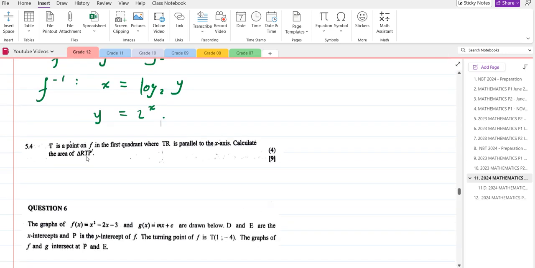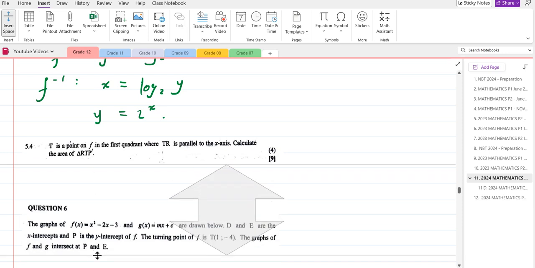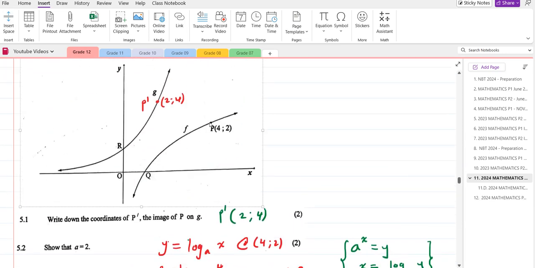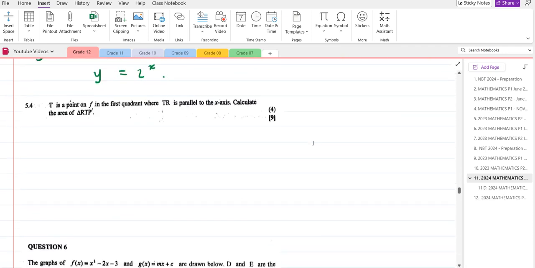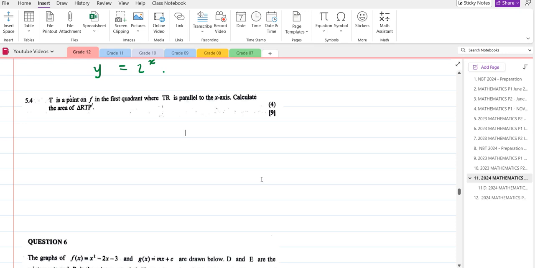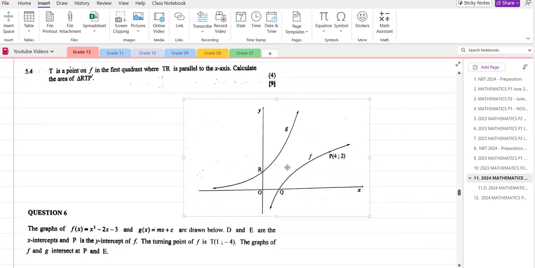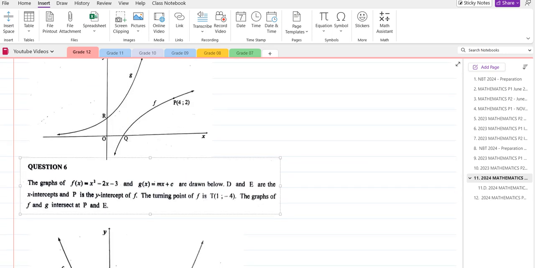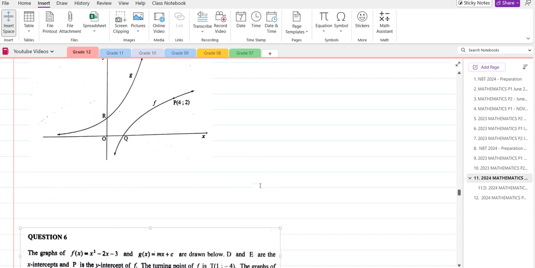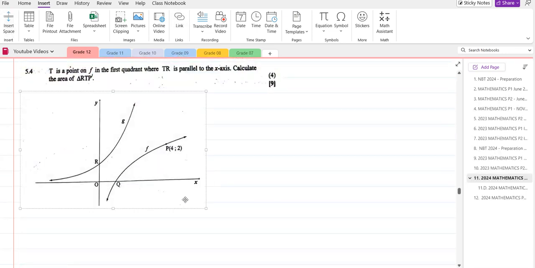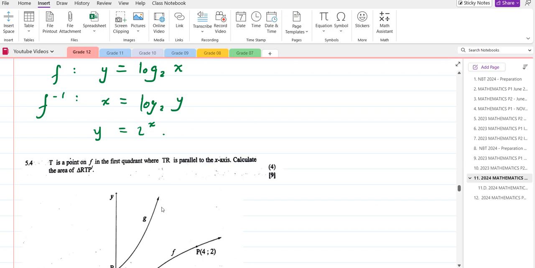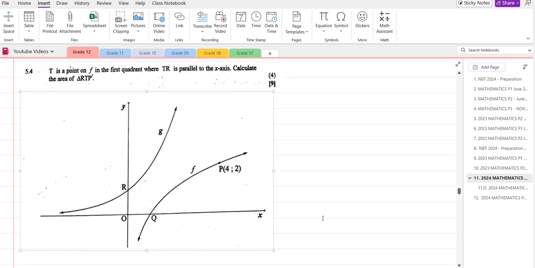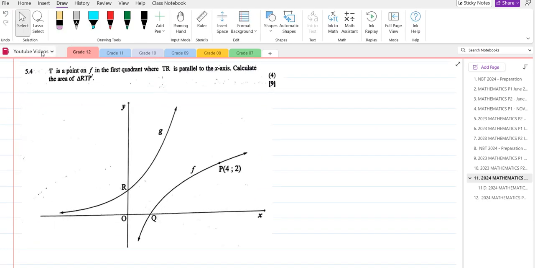T is a point on f in the first quadrant. Now I need to use the graph to explain this to you. Let's try to make sense of what they're talking about here. Usually the questions at the end are a little bit challenging, especially this one, because it's 4 marks. So we're going to think about it.